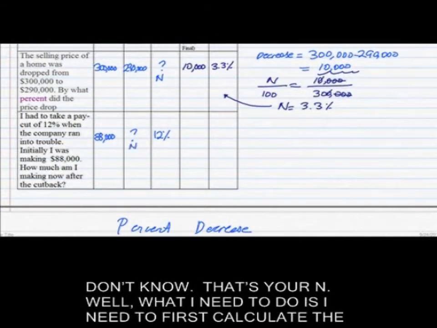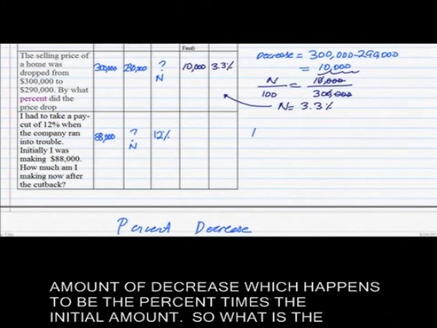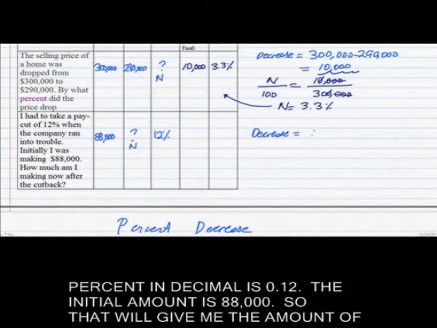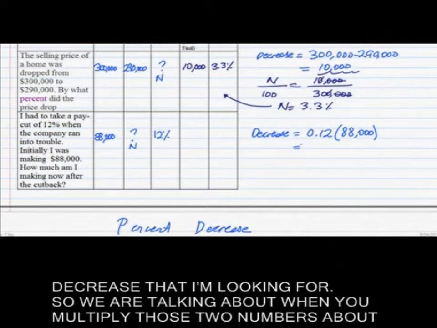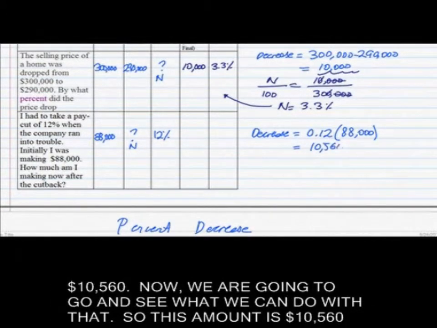That's your N. Well, what I need to do is I need to first calculate the amount of decrease, which happens to be the percent times the initial amount. So what is the percent? In decimal it is 0.12. The initial amount is 88,000. So that will give me the amount of decrease that I'm looking for. When you multiply those two numbers, we are talking about about $10,560.